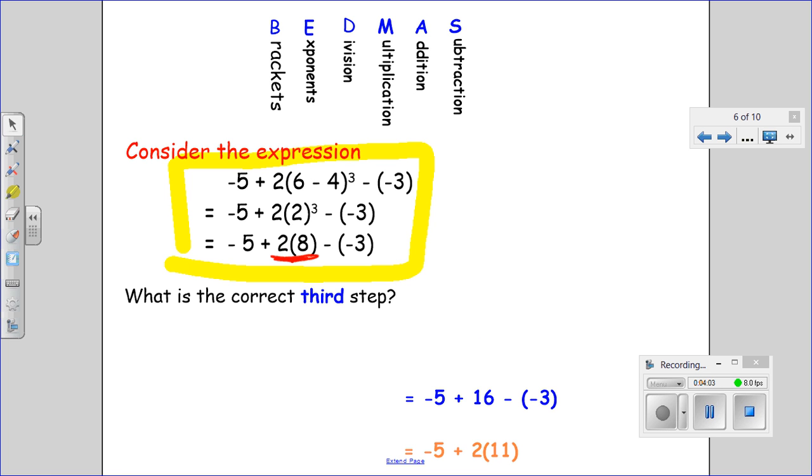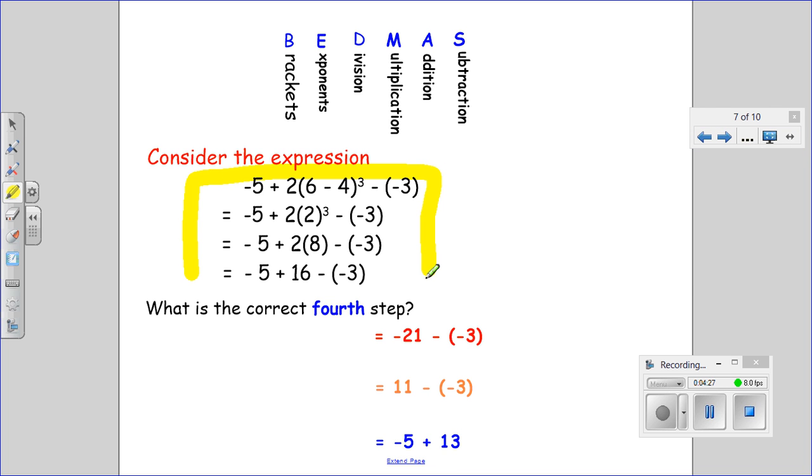We don't want that. The orange expression, -5 plus 2 times 11. They added 8 and -3. We don't want that. And in the blue one, -5 plus 16. Well, 16 is really the 2 times 8 we were looking for. So that one's good.